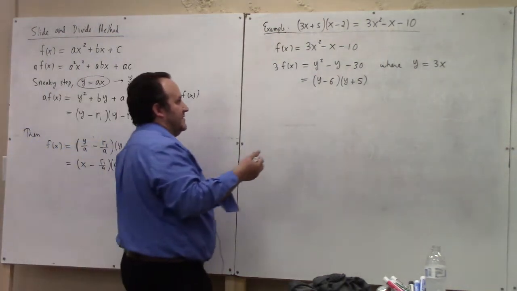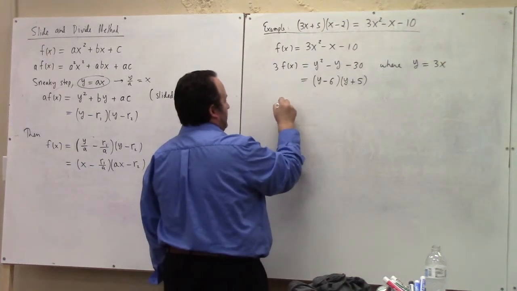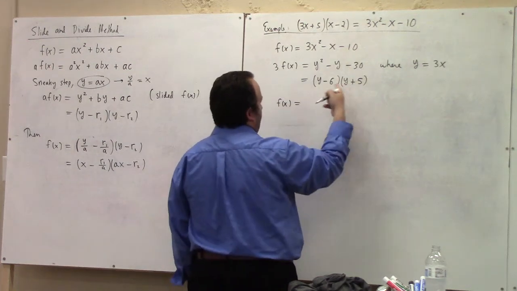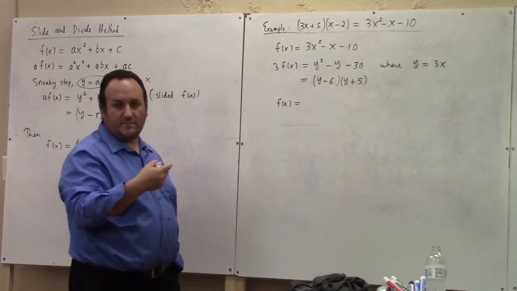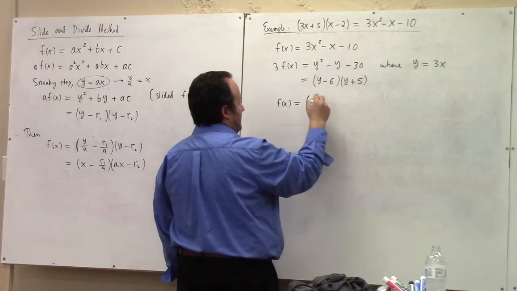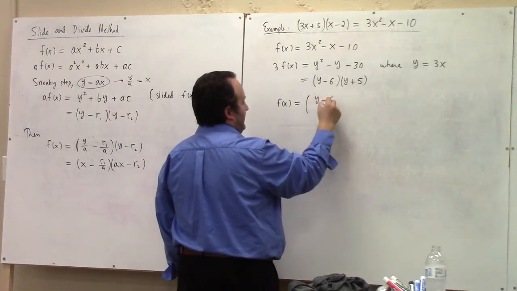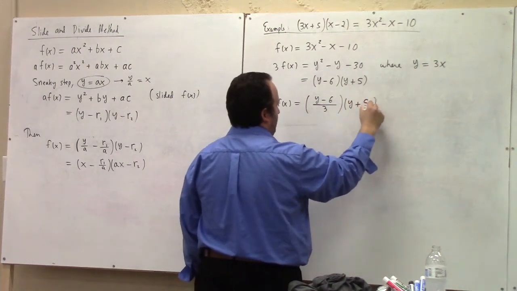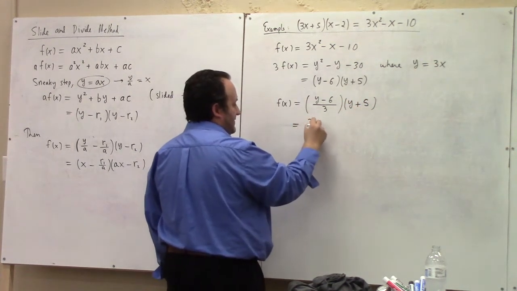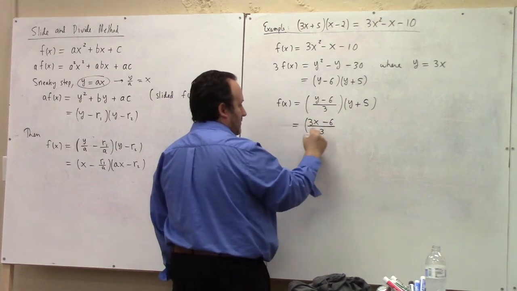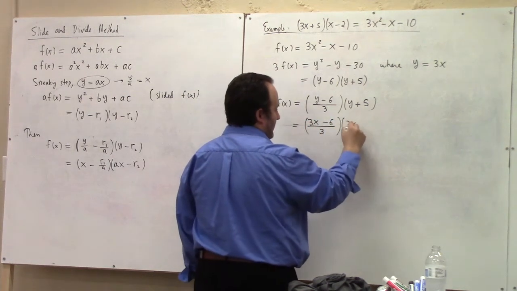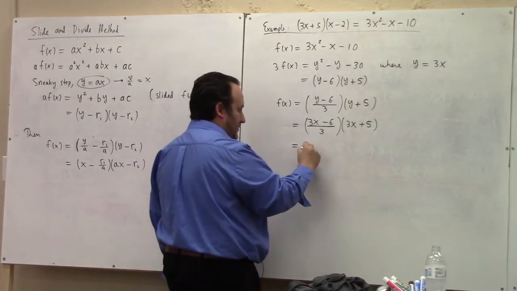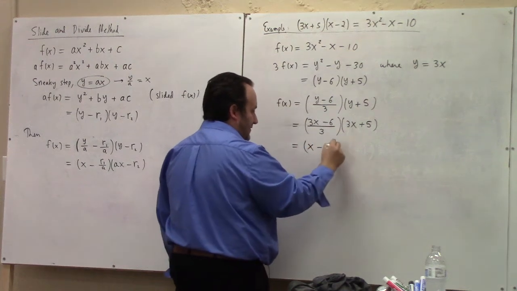But of course, that is telling me f of x is equal to, and so then the trick is to put the 3 with the factor which has a 3 in it. You know what I mean? So in this case, I would do y minus 6 over 3 times y plus 5. And that, of course, means 3x plus 5, which is, of course, x minus 2. You don't have to write it down if you don't want to.